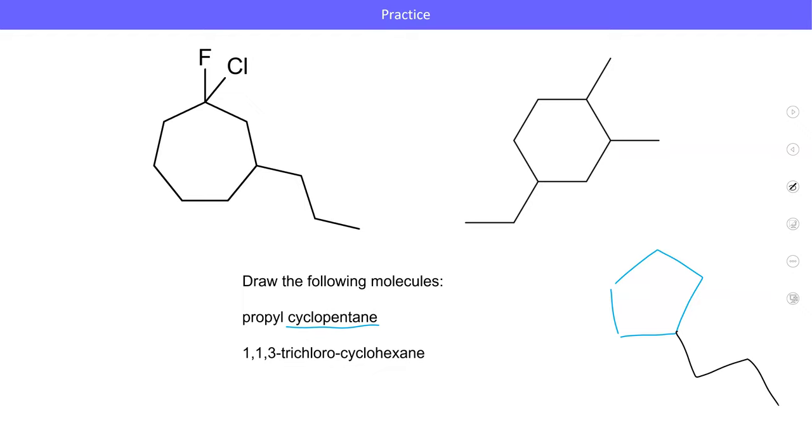1,1,3-trichlorocyclohexane. Start with your cyclohexane. Right now all of the carbons are identical to each other, so it doesn't really matter which one we count as carbon one. So pick one that's convenient.